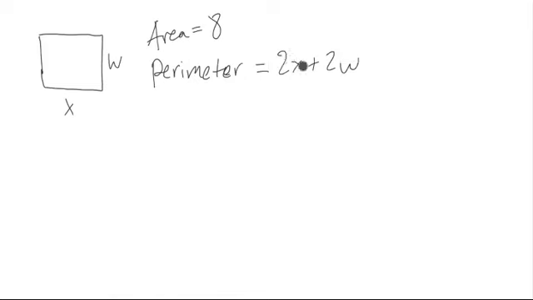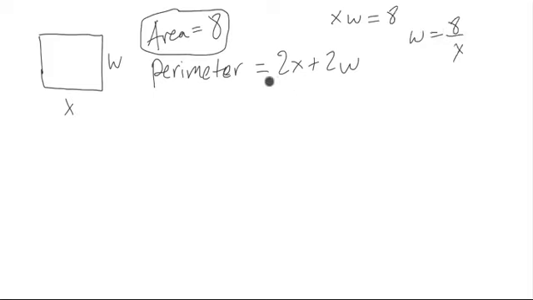But we need this to depend on just one variable to be a function. Let's use the other piece of information that we have. The area is equal to 8, in order to reduce this to just one variable. We know, for instance, that x times w is equal to 8. So w is equal to 8 over x. So we could rewrite our perimeter function as 2x plus 16 over x.